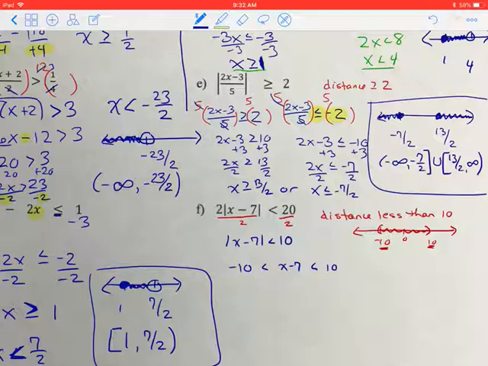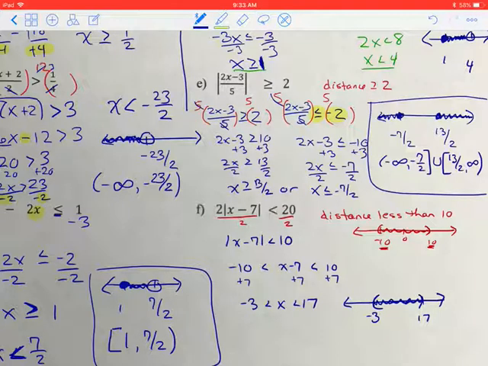All right, so then to solve this, I just have to add 7 to all three sides, and I get -3 less than x less than 17. So now I've got my answer. So if I put my final answer on the number line, it's going to have the same shape as the one I did in red. I can use a parenthesis or an open circle, whichever you like. So it's still going to be this piece sort of sandwiched in the middle.